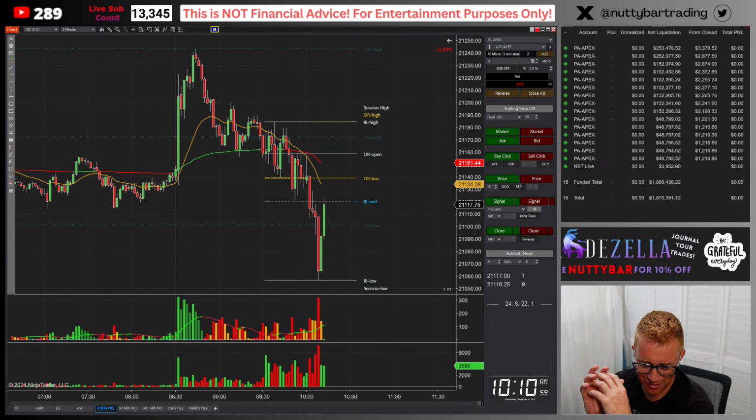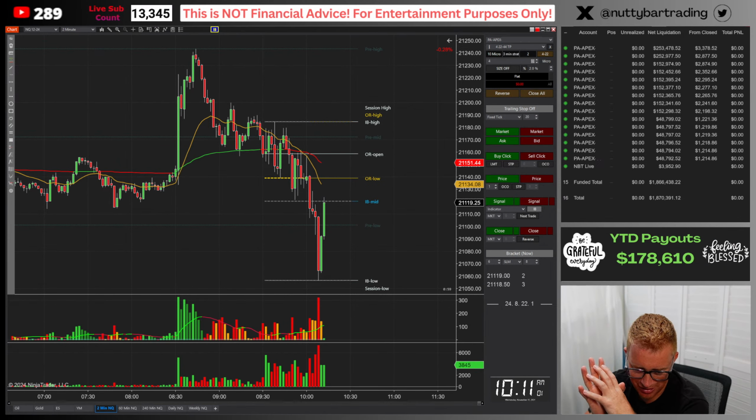You effed around and found out picking bottoms with minis. Oh yeah, that's really... Once you start trading minis on this kind of movement, it can go pretty crazy in a hurry.